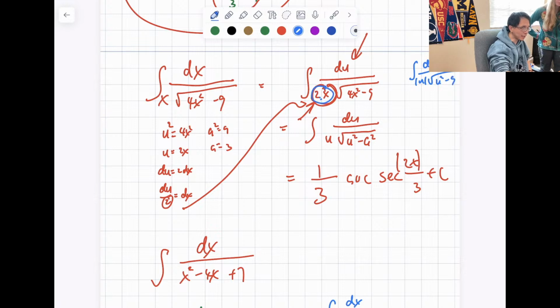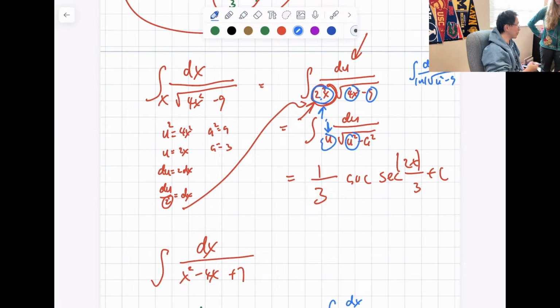Since this is 2x, this is actually a u, because you've got to match this as well. So this is a u, this is a u squared, so we match this u squared. a squared is 9, right? So you needed 2x there. If you just had x, then that's actually u over 2, but you need a u here. So you need this 2x to be there. I didn't take it out because I needed 2x there.